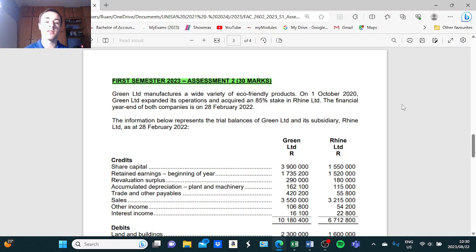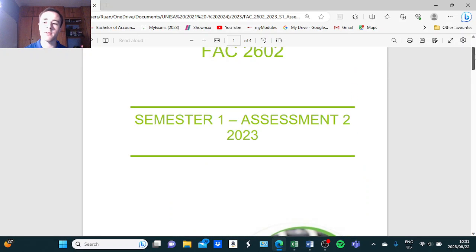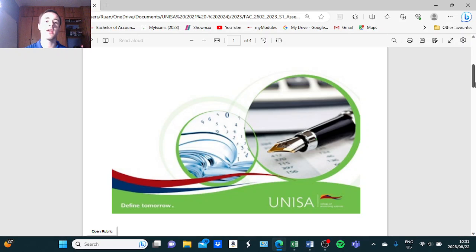I hope that the first assessment for semester 2 went well and that you were able to submit your answers successfully, both on the module side as well as the Invigilator app. Alright, so now that assessment 1 is over and done with, we can start focusing on preparing for assessment 2. In this lesson, I will be working through semester 1's assessment 2 for 2023.